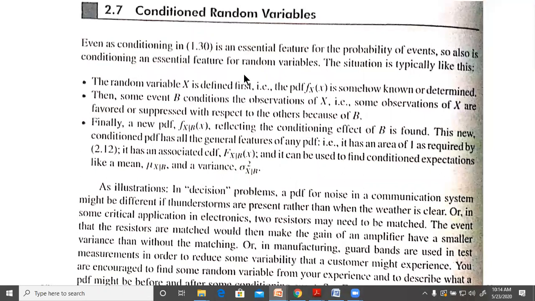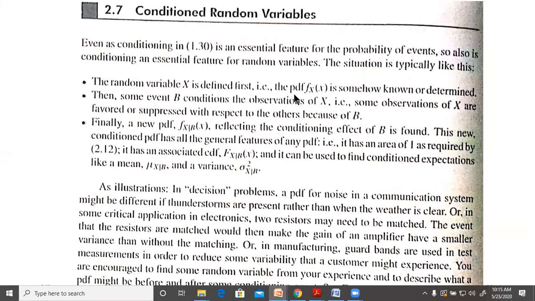random variables. Now we can consider a situation something like this: a random variable x is defined first. We define the random variable, which has the probability density function f_X(x). We know this, we have determined this from the random variable x. Then some event B conditions the observation of x.